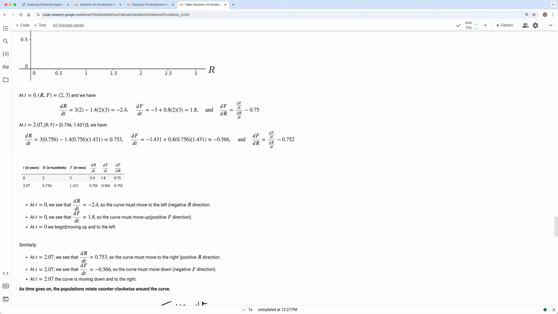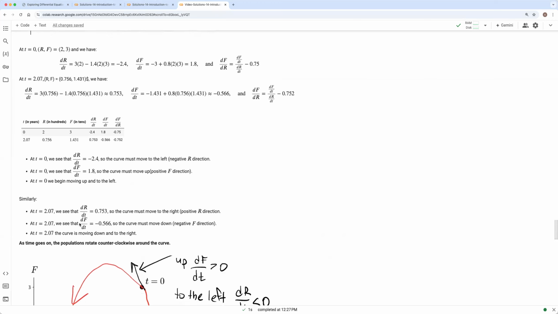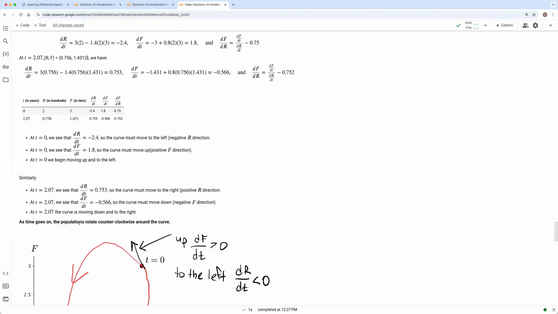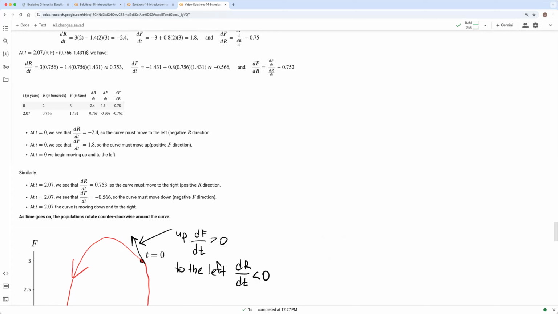So at time 0, when I'm at the point 2, 3, this is telling me I'm moving up and to the left. So at t equals 0, we're at this point over here. Since df dt was positive, we know we're moving up. And since dr dt was negative, we knew we were moving to the left.